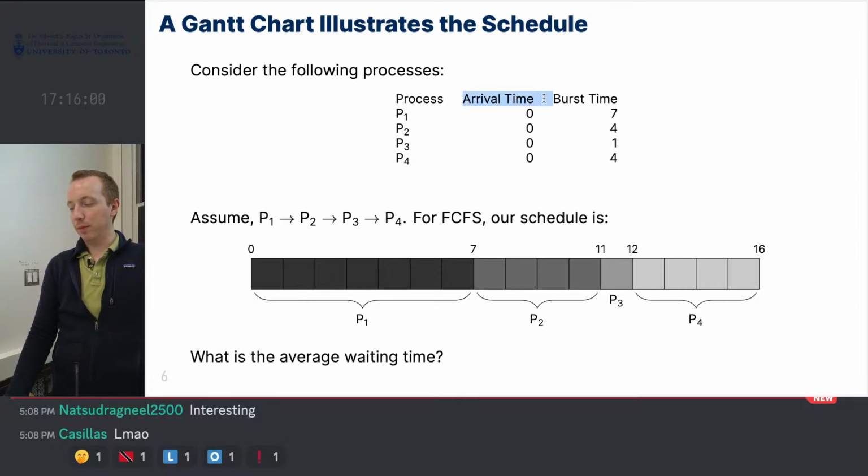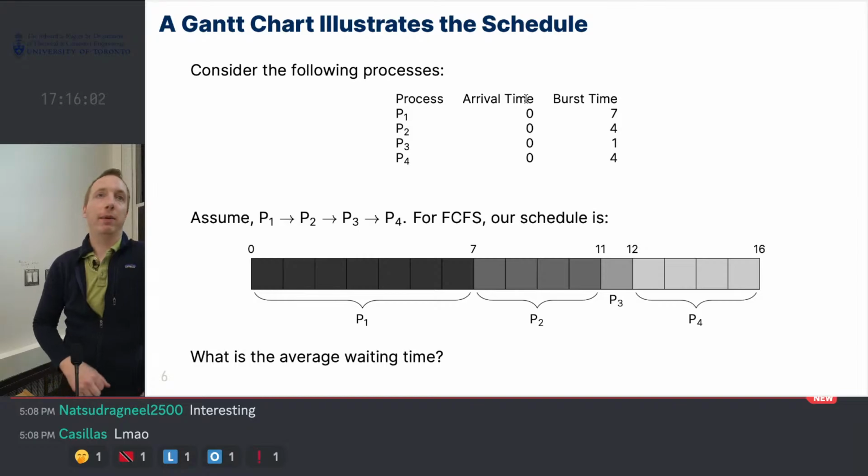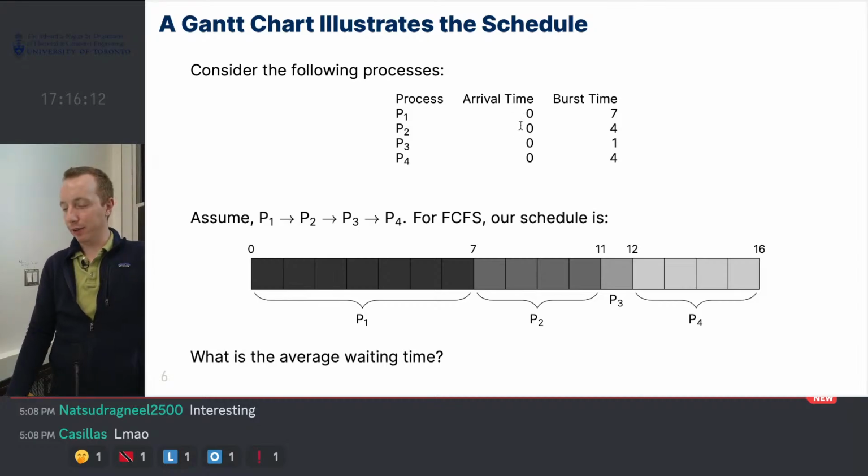And then this column is the time they arrive at. I'm not going to use time units, I'm just going to use atomic time units. So I won't use seconds or anything like that. I'll just do it in time blocks that I won't have fractions of, just to make our lives easier.